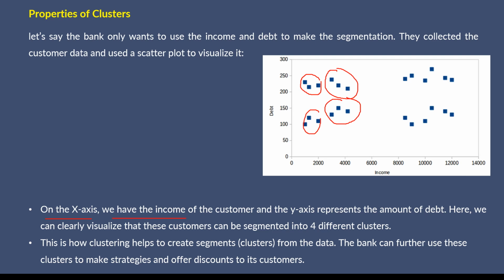On the x-axis we have income of the customer and the y-axis represents the amount of debt. Here we can clearly visualize that these customers can be segmented into four different clusters. I have just explained this to you. So this is how clustering helps to create segments from the data. The bank can further use these clusters to make strategies and offers for its customers.